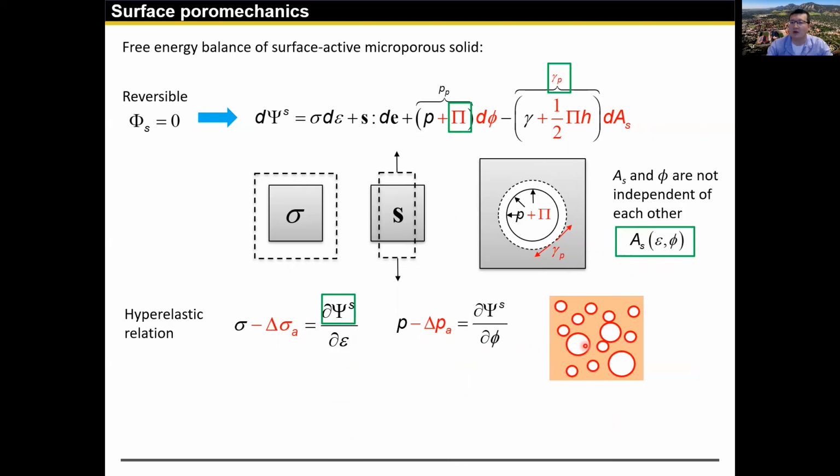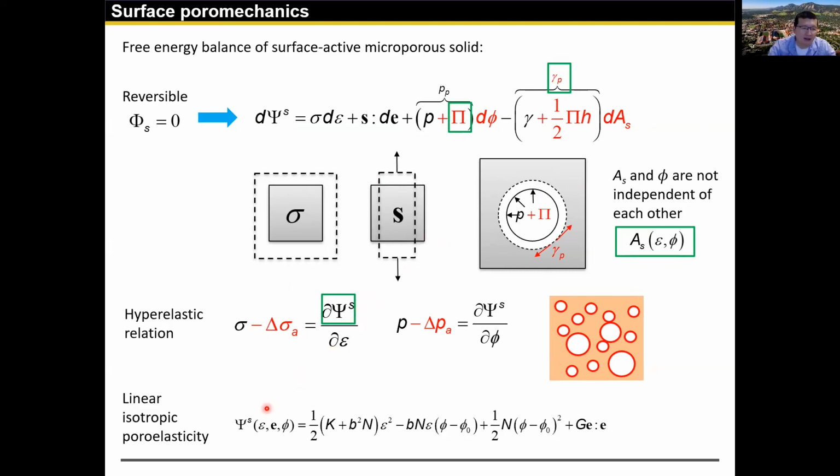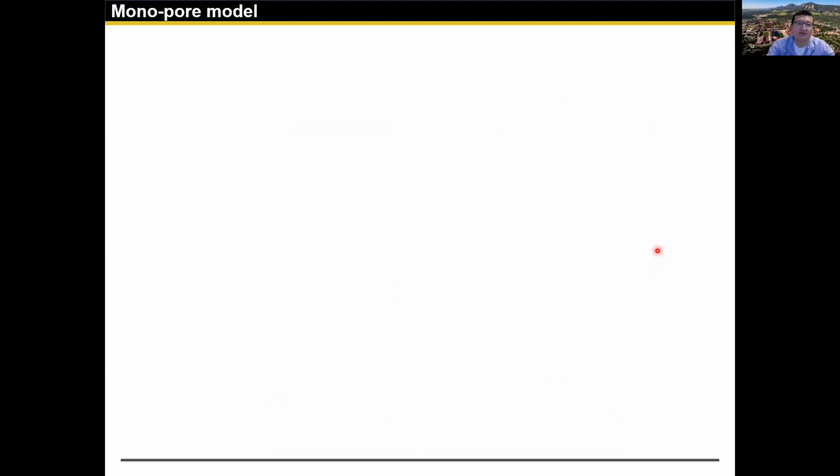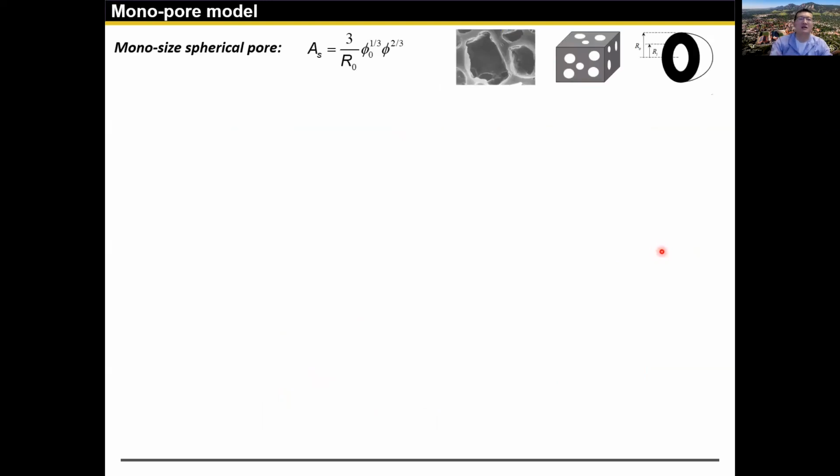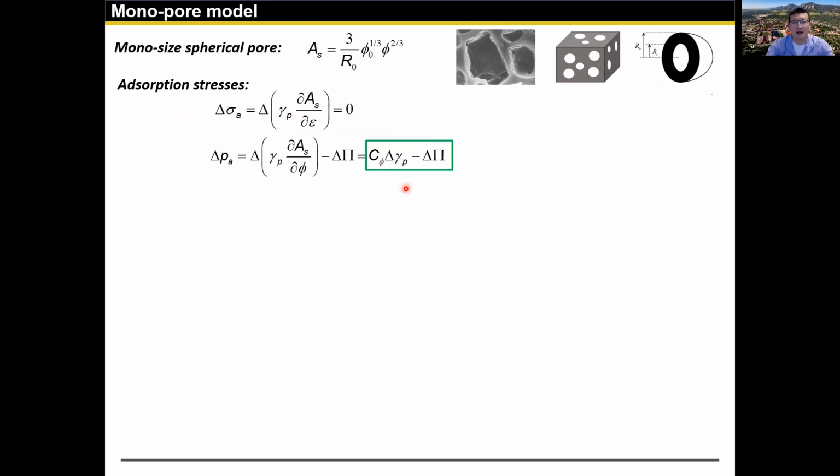So far there's no material-specific information, but if you want to build a model out of it, you need to specify these components. The surface forces, which are already given once we select the BDDT theory. Then you need to write the elastic energy potential, which we will just pick the simplest linear isotropic one. Finally, we need to specify a geometrical relation. That can be done by considering mono-sized spherical pores. That means all the pores have the same size in the system, and they are spherical. Plug in, and you can derive the adsorption stress expression, which all comes down to this expression.